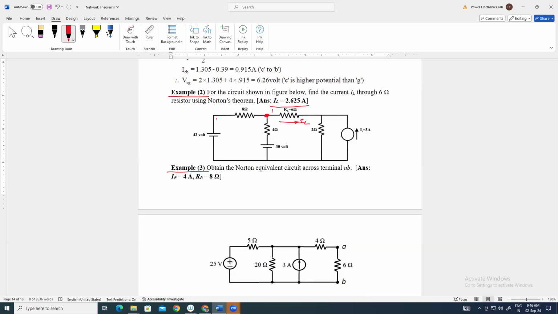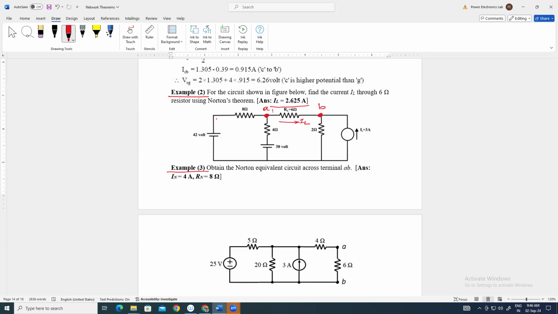You have to assume two terminals, two nodes. Suppose this is A, this is B, because this load resistor is connected here. Load resistor means you have to calculate the current through the 6 ohm resistor. That will be your load resistor RL. Okay, so load resistor is 6 ohm.